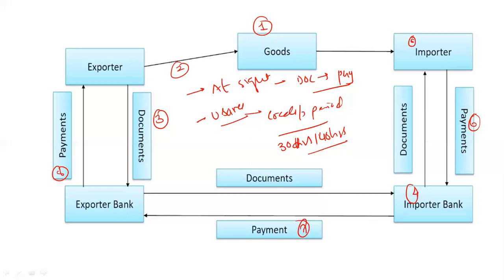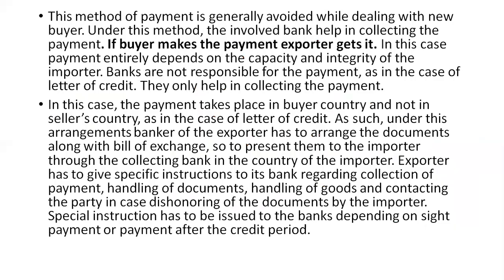As far as we discussed two cases, at sight and at usance. So being an exporter, be careful when you give a usance or the time, when you involve the time factor in your payment. Be careful, think twice and thrice, and then decide the credit period. Otherwise, you will face many difficulties. So this method of payment is generally avoided while dealing with a new buyer. Definitely, because the safest way for a new buyer or a new exporter is LC only. So under this method, the involved bank helps in collecting the payment only.